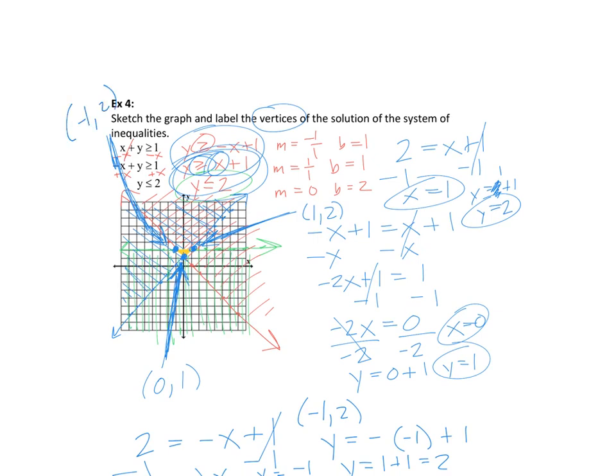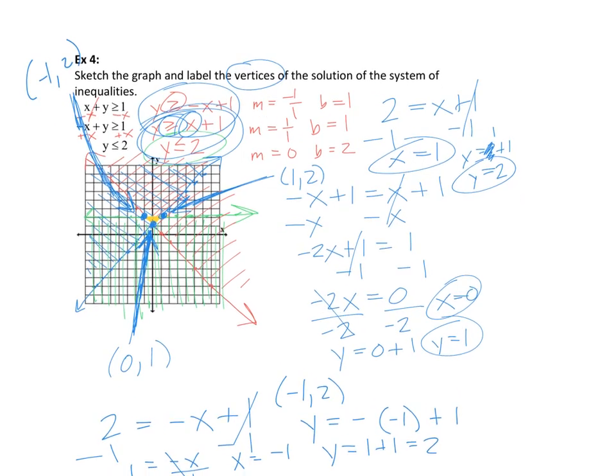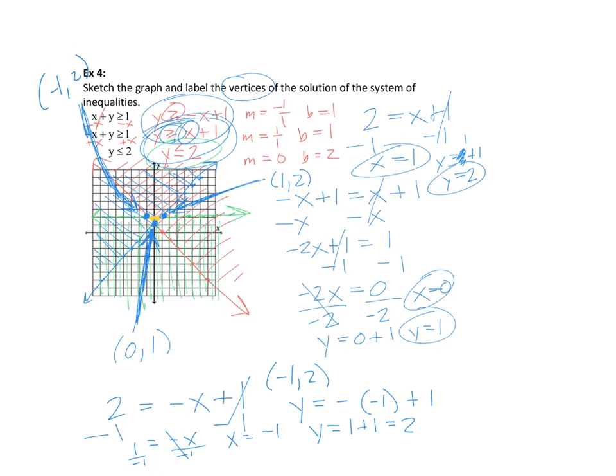Okay, so we figured out all the vertices. We found the solution for the system, which is the yellow shaded region. We're done with this example. On to one more.